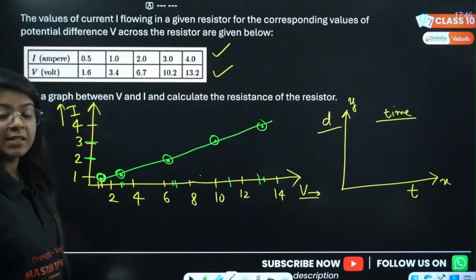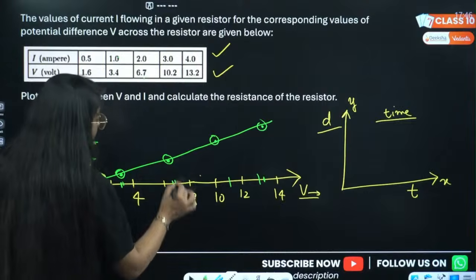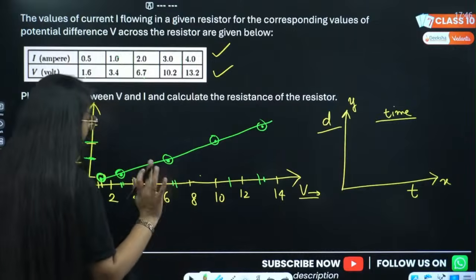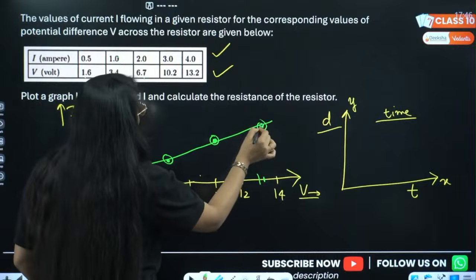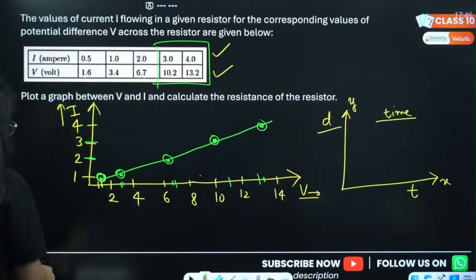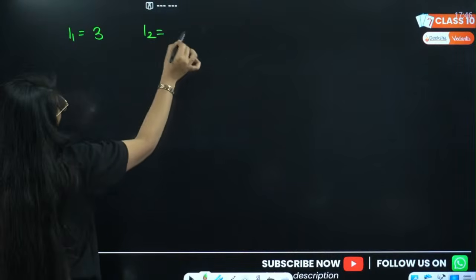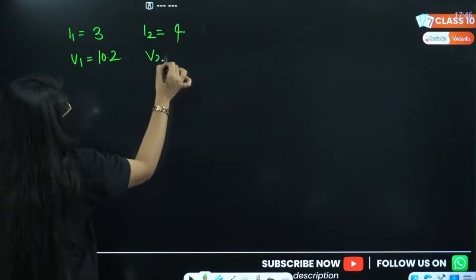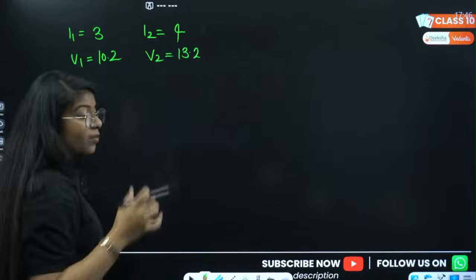Plot a graph of V and I. Calculate the resistance. Now how to calculate the resistance, ma'am? Look, what you have to do is take any 2 points. It doesn't matter. Let us just take these 2 points: 3, 4, 10.2, 13.2. I1 is 3, I2 is 4, V1 is 10.2, V2 is 13.2.